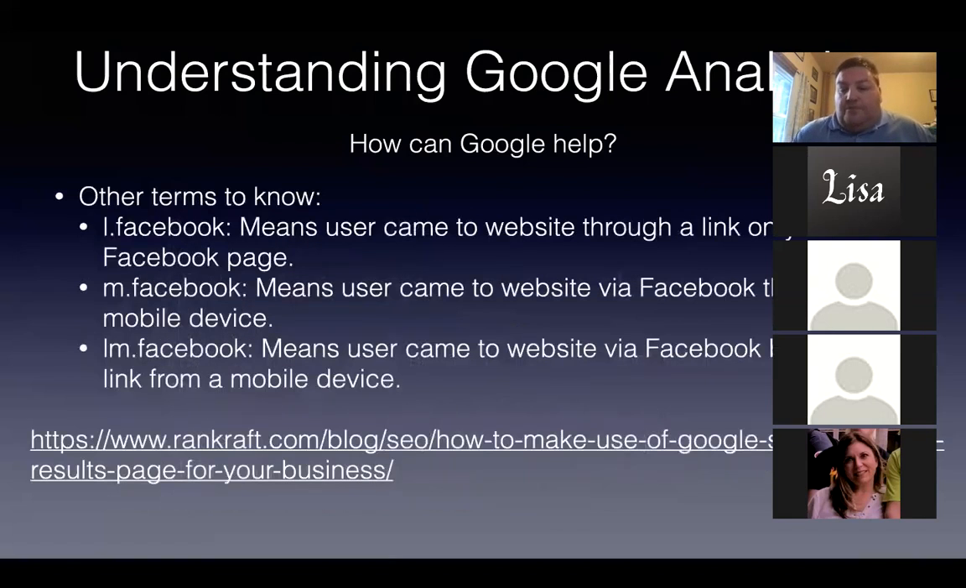Other terms to know is L.Facebook, and I'll show you where you would find this information. It means the user came to your website through a link on your Facebook page. So say you have a post on your Facebook page and you include a link to your website, if somebody clicks on that link, that will count as a L.Facebook referral on your Google Analytics. M.Facebook means the user came to your website via Facebook through a mobile device, like a tablet or a smartphone. And then LM Facebook means the user came to your website via Facebook by clicking a link from a mobile device.